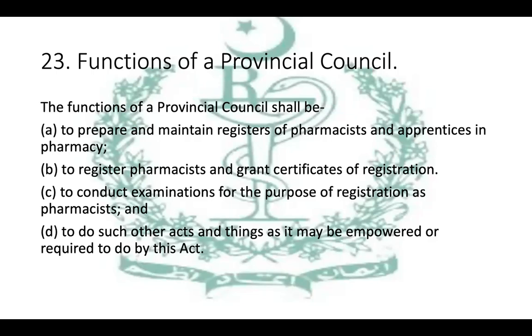Section 23 says the functions of a provincial council shall be: 23A, to prepare and maintain a register of pharmacists and apprentices in pharmacy. First, when you qualify Pharm D, the first thing is that you apply for registration in the Sindh Pharmacy Council. When you qualify and are declared pass by the university, by the faculty, the first thing you have to do is apply under Section 23A for registration as a pharmacist, or apprentice in such a case. So that is a registration.